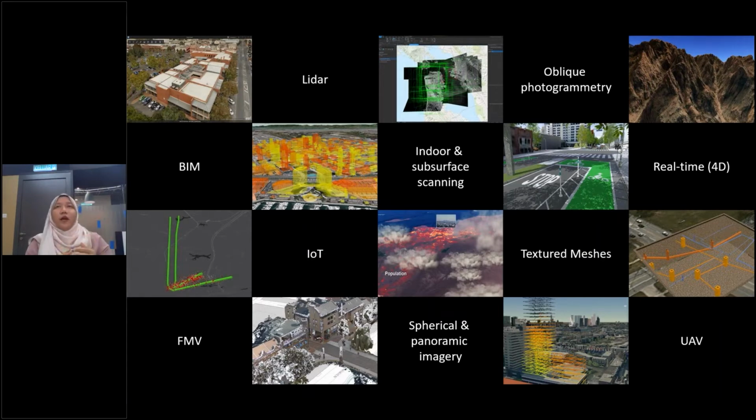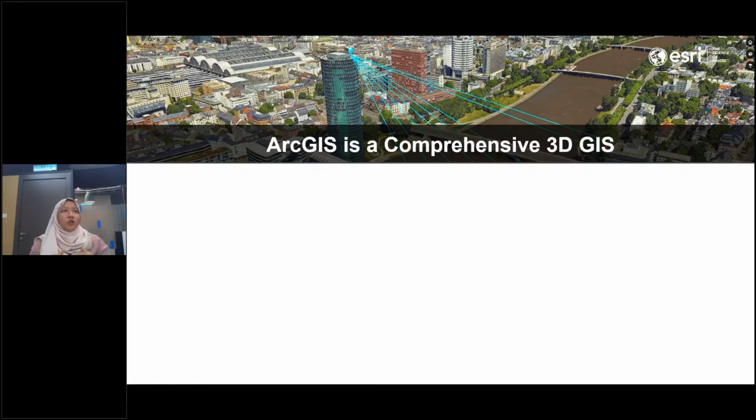And for 3D visualization, you can work with oblique photogrammetry. You can have indoor and subsurface scanning. So we have a lot of data and methods of collection that we can use inside our ArcGIS Pro. All of this data plays a big role in allowing us to work with 3D data inside our ArcGIS Pro.